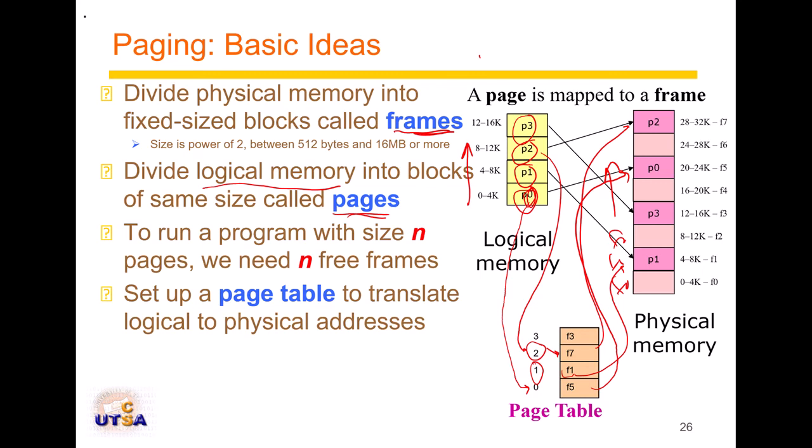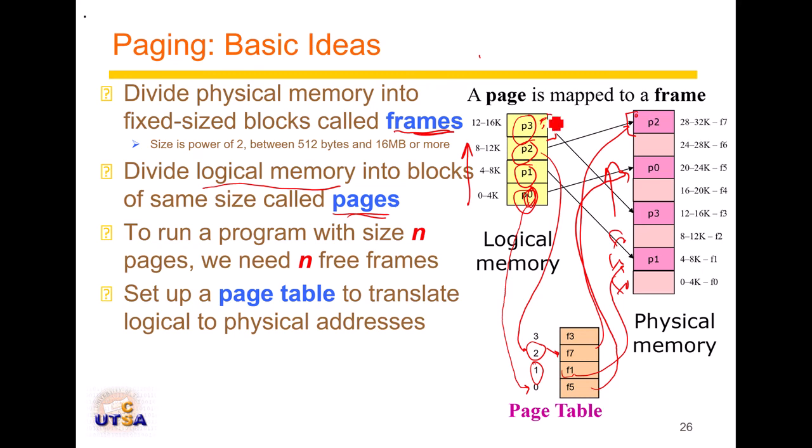Okay, so once we map the page number and the frame number, then these blocks have the same size. So when they have the same size, the byte addresses are the same in the block and the frame. As long as we know the page number and the corresponding frame, the remaining part of the address is the same, okay?